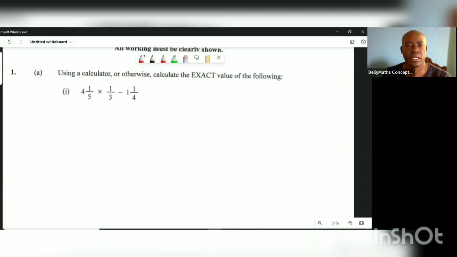What we're going to be looking at today is, we're still on January 2020. We're looking at question 1 all the way up to question 4. All right, so let's begin.